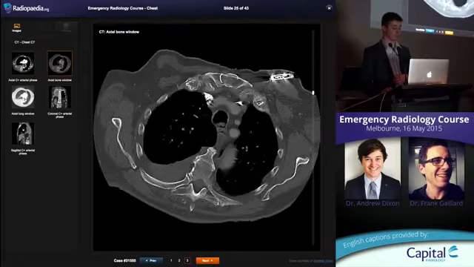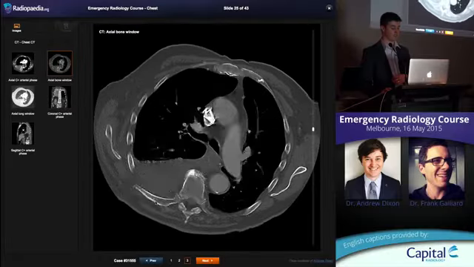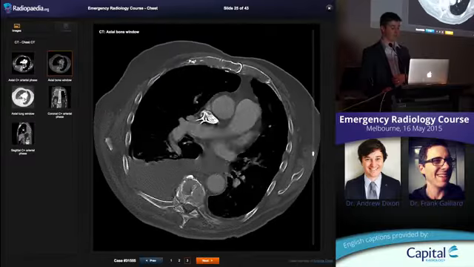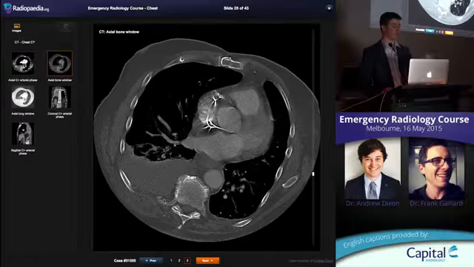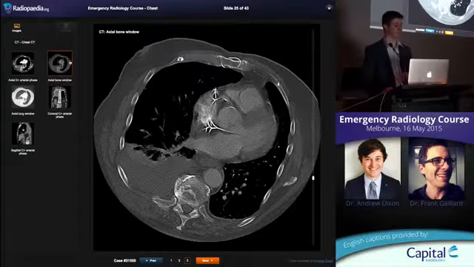bone windows, you can notice some fractures of the transverse process here, fractures of the ribs, okay, fractures here, slightly more displaced down here, a rib neck fracture, displaced fracture here. He must have ruptured a little intercostal vessel there and he's bled out into the chest.